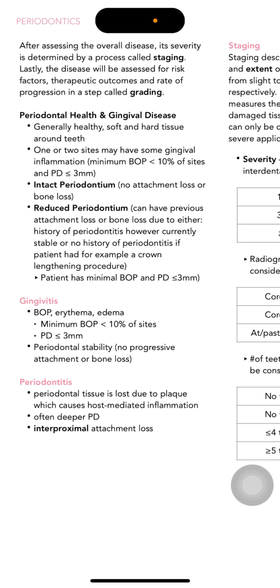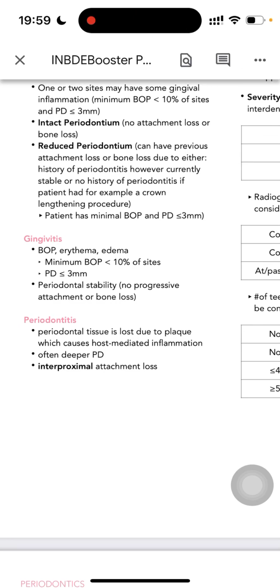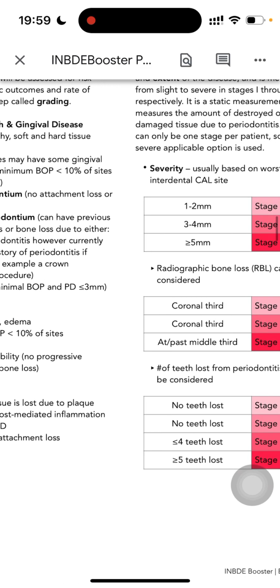Gingivitis, BOP, edema, minimum BOP smaller than 10% of sites, PD smaller than 3 mm, periodontal stability, no progressive attachment or bone loss. Periodontitis: periodontal tissue is lost due to plaque which causes host-mediated inflammation, often deeper PD and interproximal attachment loss.